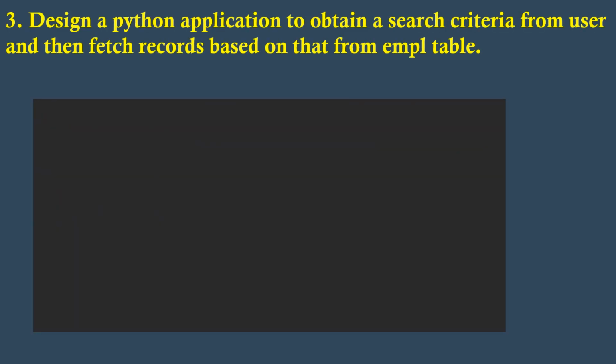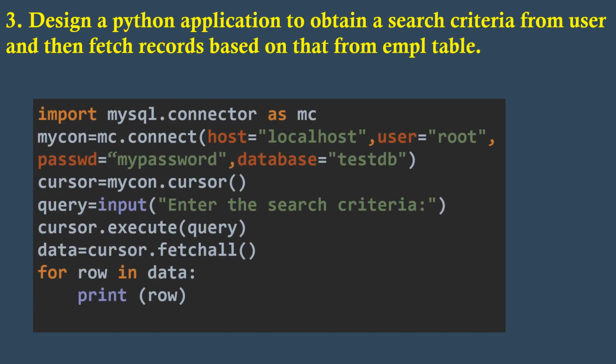Now design a Python application to obtain a search criteria from the user and then fetch records based on that from the EMPL table. Here you are doing the same thing, but the only difference is that the query that you are passing within the execute function, you have to give at runtime. That means the user has to pass the query while running the program.